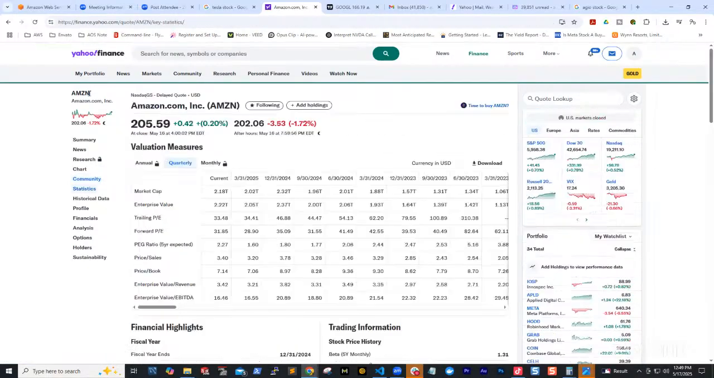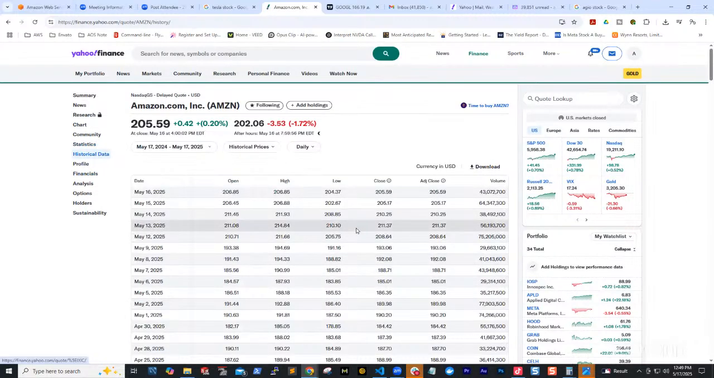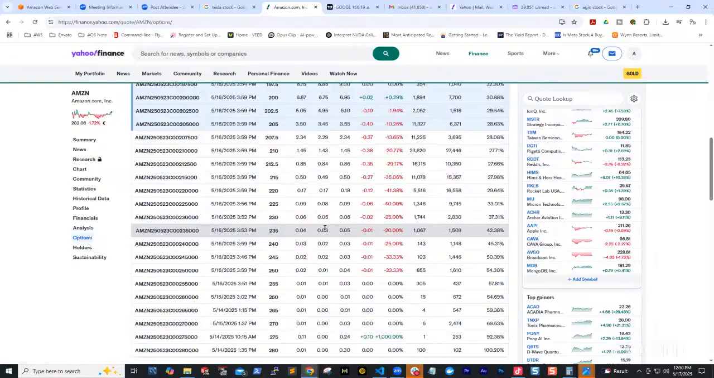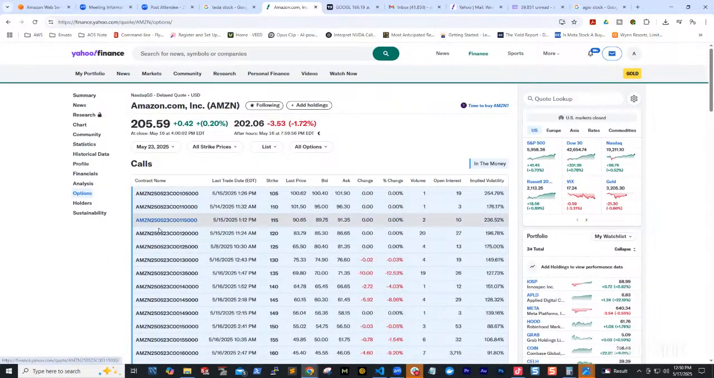Statistics. So I like Yahoo Finance for this because it just gives you a bunch of good information on the stock, right? Historical data, profile. So for a beginner, I think Yahoo Finance is good. And it's not expensive to get, right? They have a free version and it even shows you the options chain. Like you can come to the options, you can see the different contracts that are out there, what price they are, and all that stuff. So Yahoo Finance is very good.